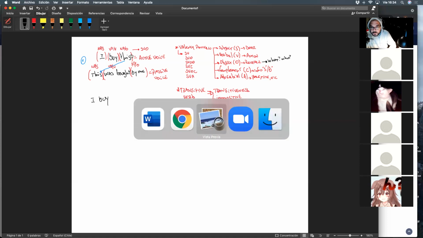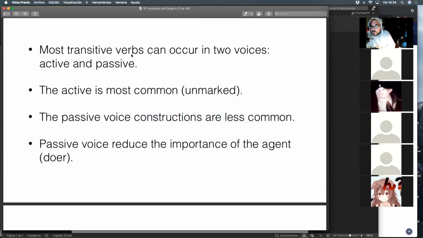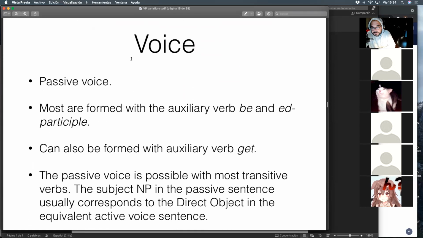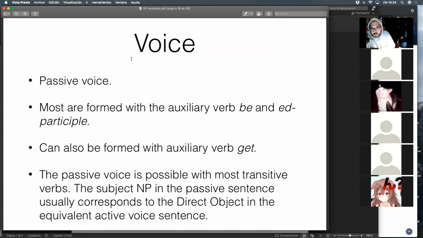Okay. So, voice is another way in which you can vary a verb phrase in English, right? Voice, passive voice. Most are formed with the auxiliary verb be and the -ed participle. So the way in which you build a passive voice is by using the verb to be plus the main verb in -ed2, right?